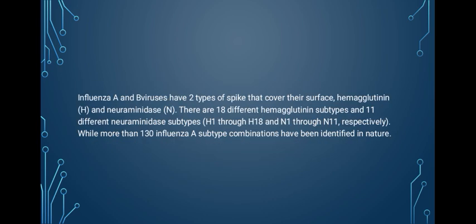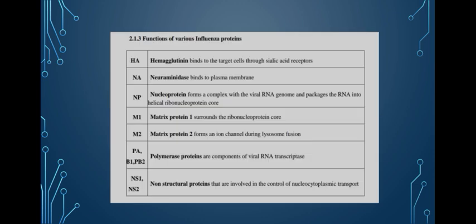Influenza A and B viruses have two types of spike that cover their surface: hemagglutinin (H) and neuraminidase (N). There are 18 different hemagglutinin subtypes and 11 different neuraminidase subtypes. While more than 100 influenza A subtype combinations have been identified in nature.